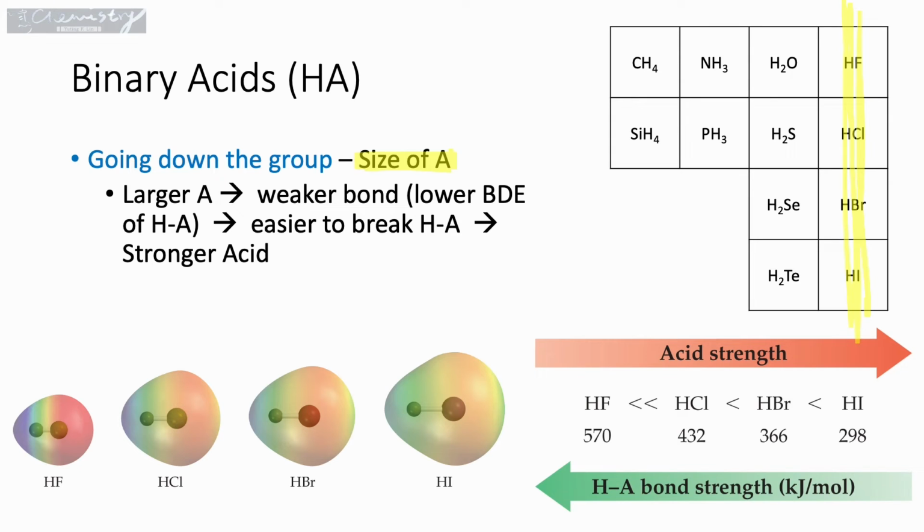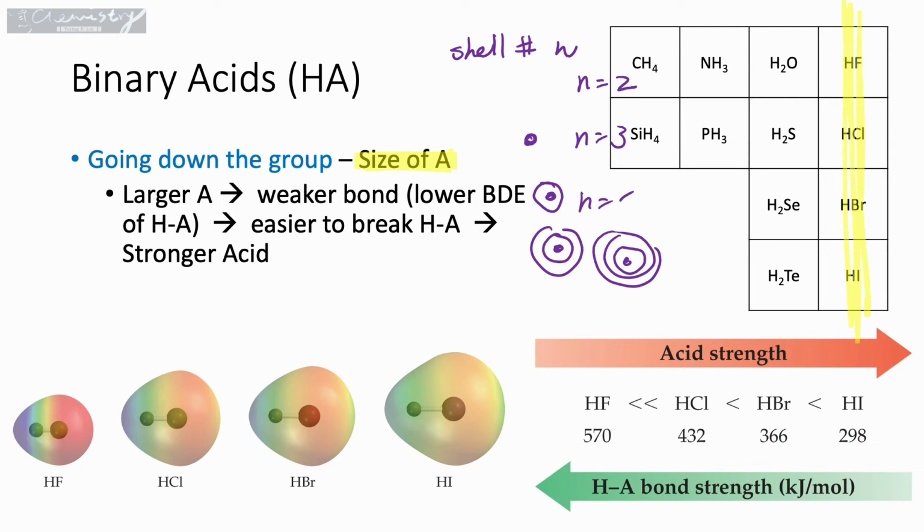So the size of the ion. Remember back in the days when we were learning quantum mechanics, we have the shell number n. So this is n equals 1, n equals 2, n equals 3, and then n equals 4. As we go down the periodic table, we go from n equals 1 to n equals 2, n equals 3, n equals 4, n equals 5. This is when we were looking at quantum mechanics. So F is going to be smaller than I because I has more shells than F. This is just looking at the shell number.